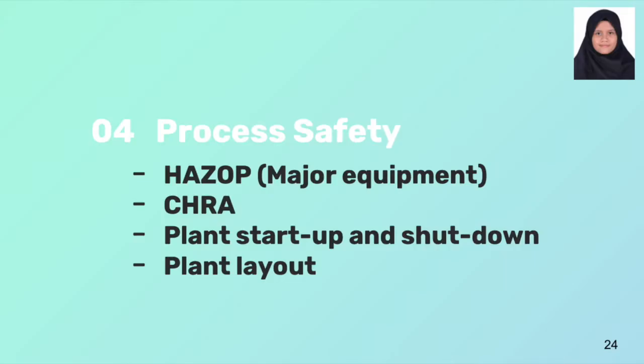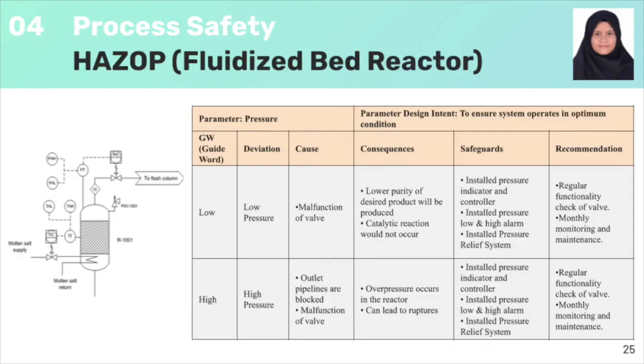For process safety, we are doing HAZOP, CHRA, standard operating procedures for plant startup and shutdown, and also the plant layout. For our group, HAZOP has been done for all major equipment and here we highlight important parameters for each equipment. For the fluidized bed reactor, pressure is very important to be controlled and HAZOP has been done by us in two situations, either low pressure or high pressure, with causes and consequences. For the safeguards, we have listed all the control systems that have been applied in our plant, which are the pressure alarm system and pressure relief valve. Our recommendation is to make a bypass or backup control valve and make regular inspection and maintenance for the equipment.